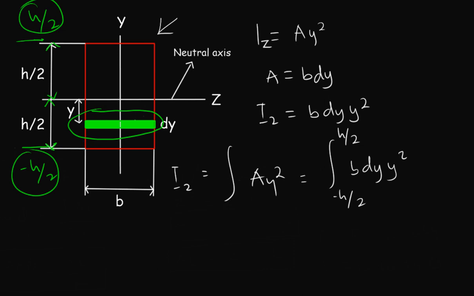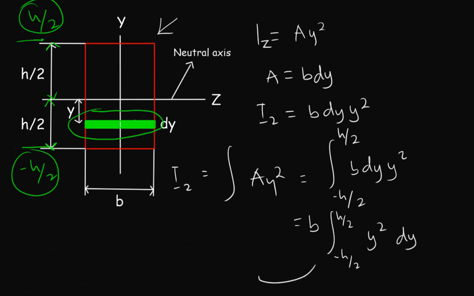This b here is just a constant, so I can bring it to this side. When I do this, I'm going to have b times the integral from minus h over 2 to h over 2 of y squared dy. This is what we have now.